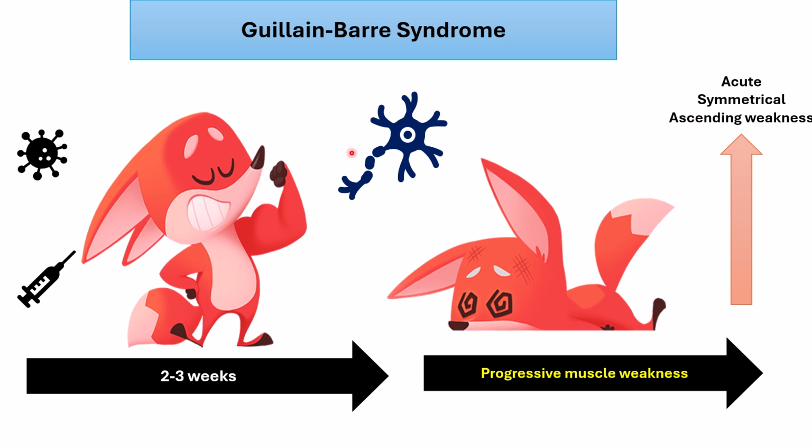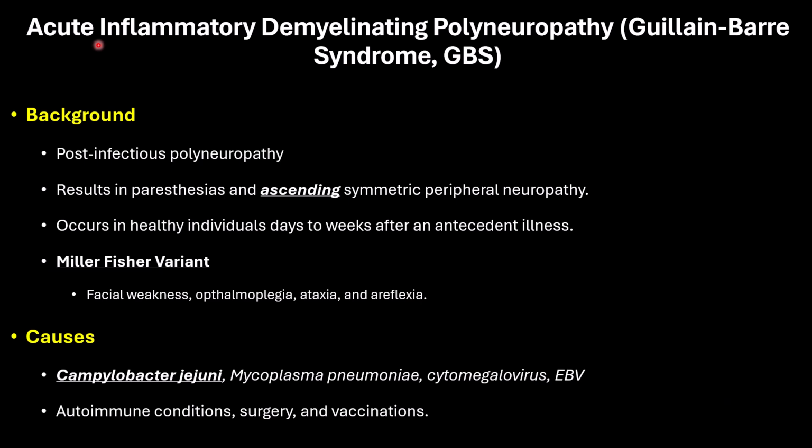The theory behind this disease is that the body will produce antibodies to the bacteria or the virus, and these antibodies at the same time will attack the peripheral nerves or the axons and will cause progressive weakness. The new name of Guillain-Barré syndrome is acute inflammatory demyelinating polyneuropathy. The new name is describing the condition exactly.